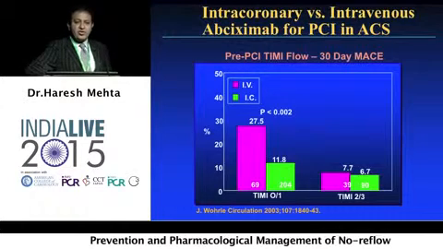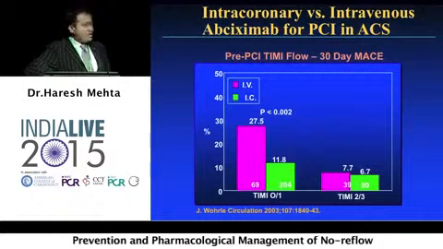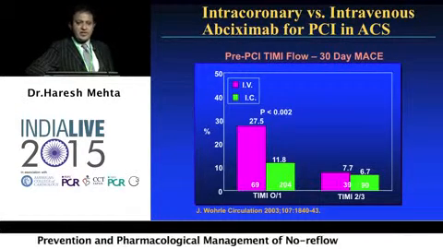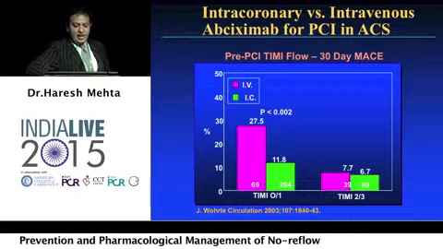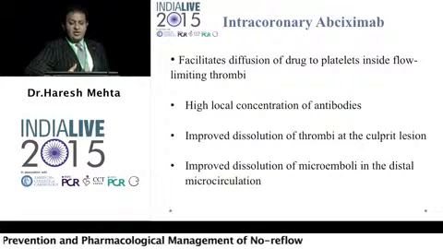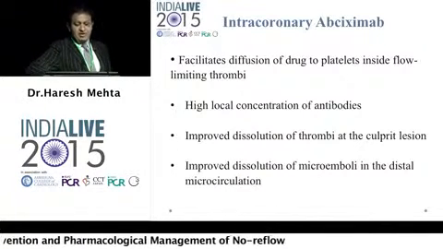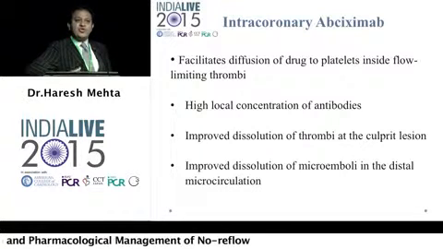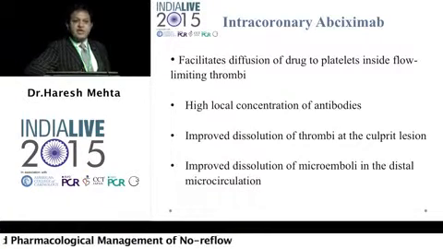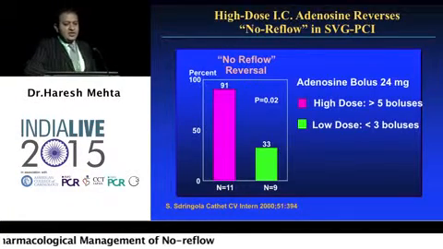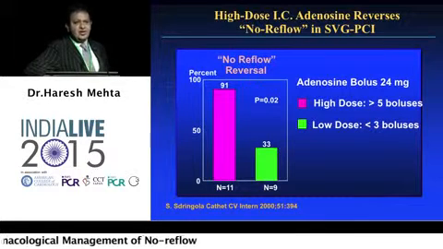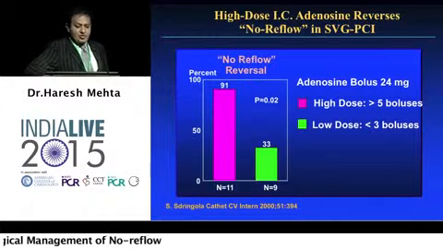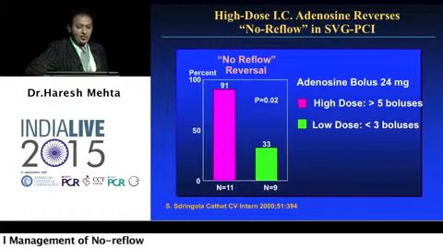Similarly, intracoronary versus intravenous abciximab for PCI and ACS. Again, intracoronary seems to be superior to intravenous abciximab in PCI. And the reason being, it facilitates diffusion of the drug into platelets inside the thrombus. So you have a local concentration of antibodies which can act against the thrombus. So there's improved dissolution of thrombus and there's improved dissolution of microemboli. Similarly, high dose intracoronary adenosine in saphenous vein graft PCI, when I mean high dose, means more than 5 boluses, has been shown to give significant reversal of no reflow.